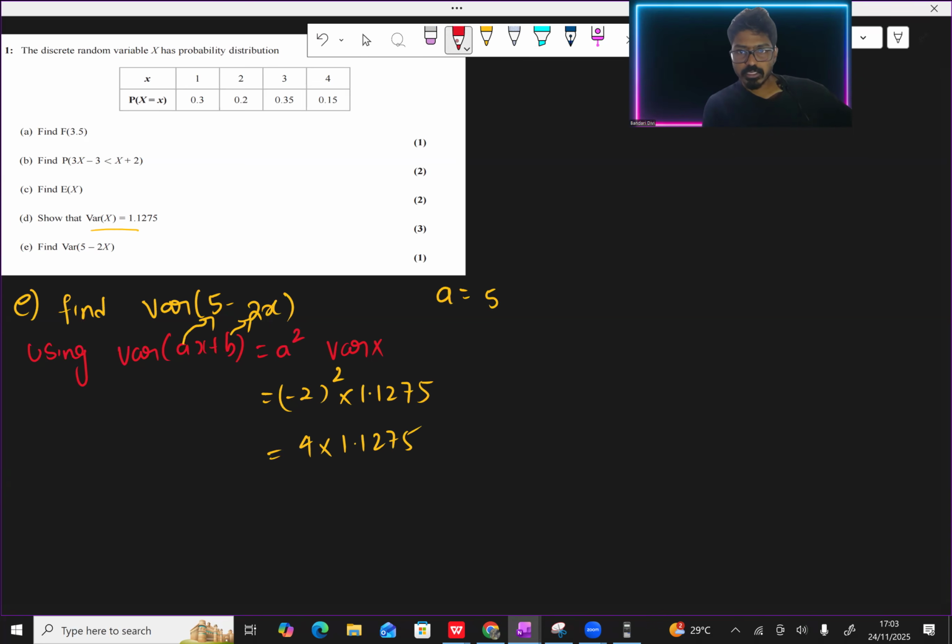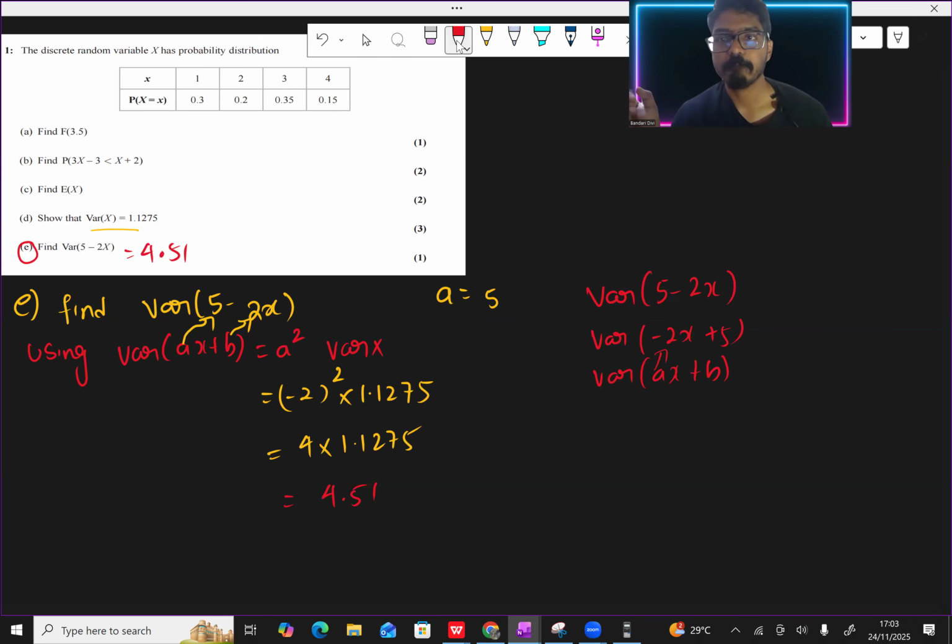The reason is, if you look at variance of 5 minus 2x, I can rewrite that as minus 2x plus 5, because with respect to x, right? So variance of ax plus b. Therefore our a value becomes minus 2. I hope it is very clear for you. Then a square is 4, so 4 multiplied with 1.1275 would be 4.51. So that will be our answer for part E. So I hope you have understood all the parts A, B, C, D, E. Okay, thank you. So we'll see you in the next question, question number 2.